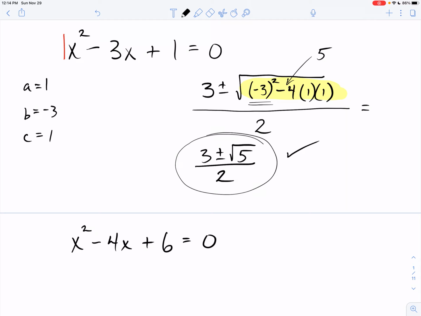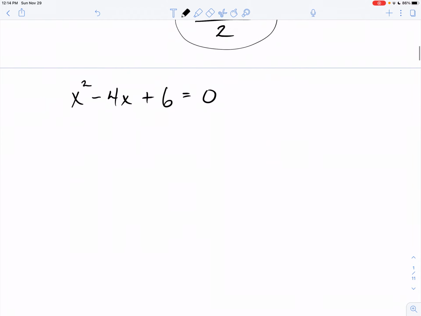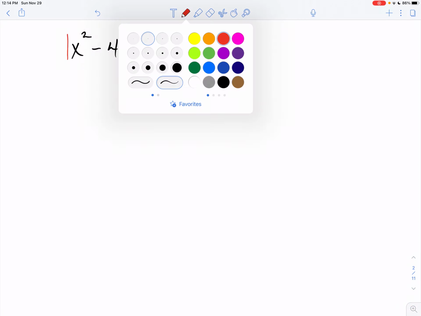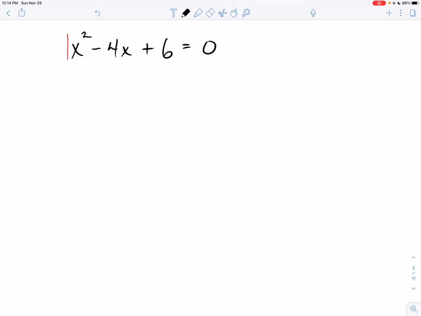Okay, let's move on. This next one says x squared minus 4x plus 6. So once again, they didn't write in the a value for me. So it must be a 1. And that's very common. So I'd say, okay, a equals 1, b equals -4, c equals 6. And I'm going to say -b, so a double negative. -4, so that's just 4. -b plus or minus the square root of.